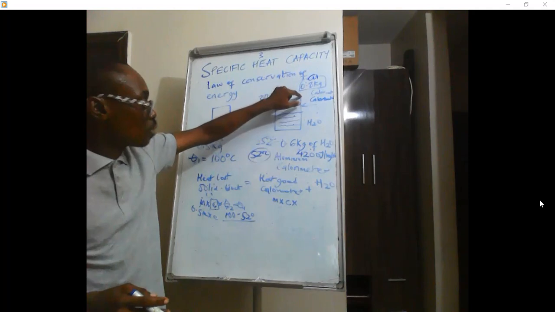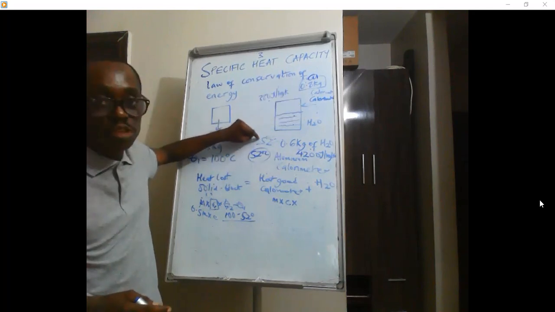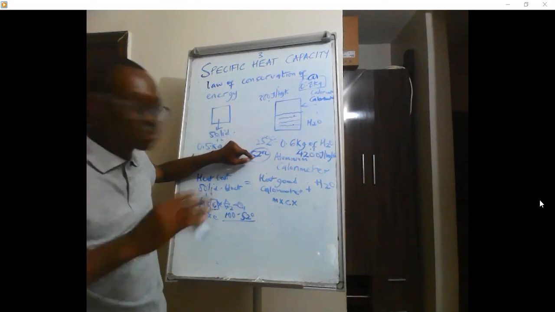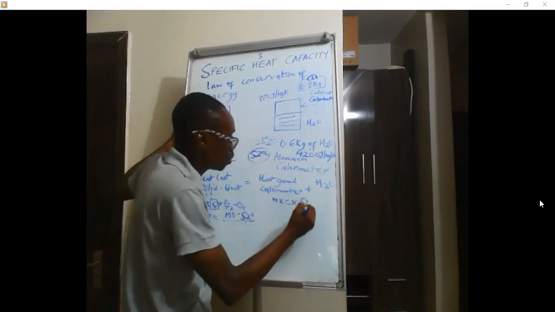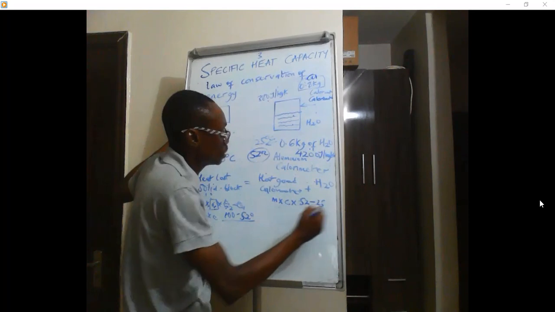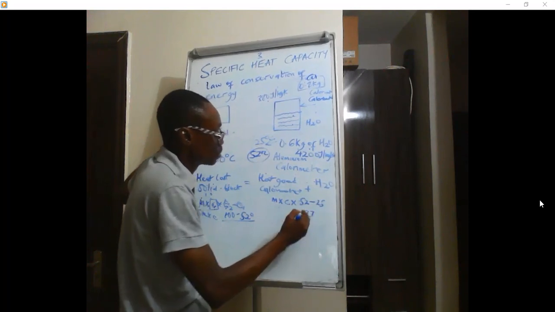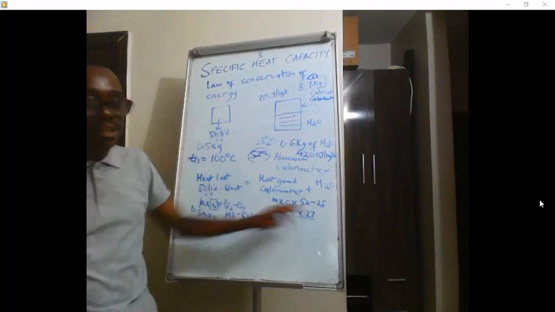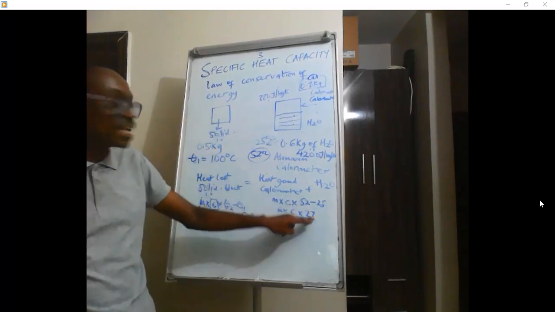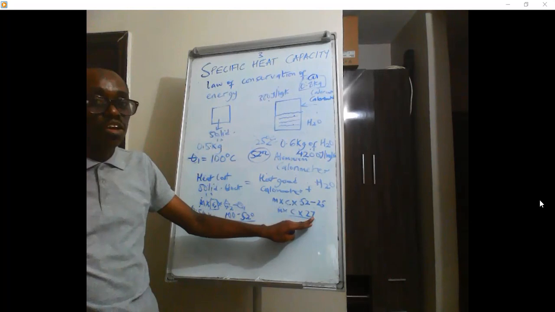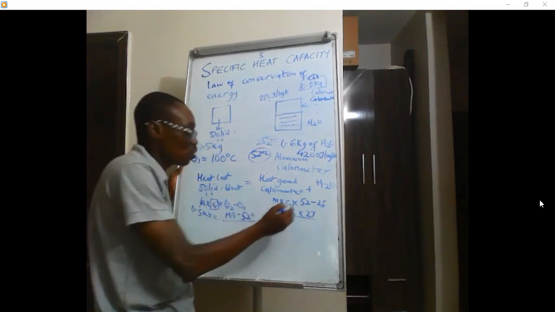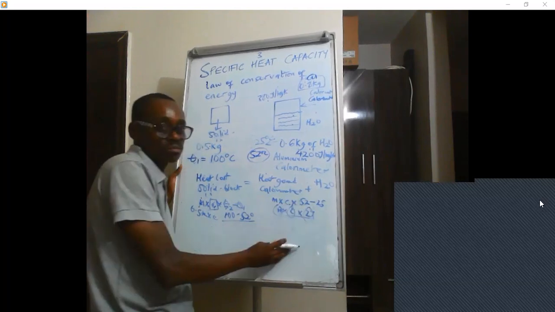The copper calorimeter was at the temperature of water, which was 25. It now rises to 52. So there's a difference of 52 minus 25, which is 27. So this will enable you to calculate the heat gain by the copper calorimeter. Okay? So we have this value, we have this value, we have this value.